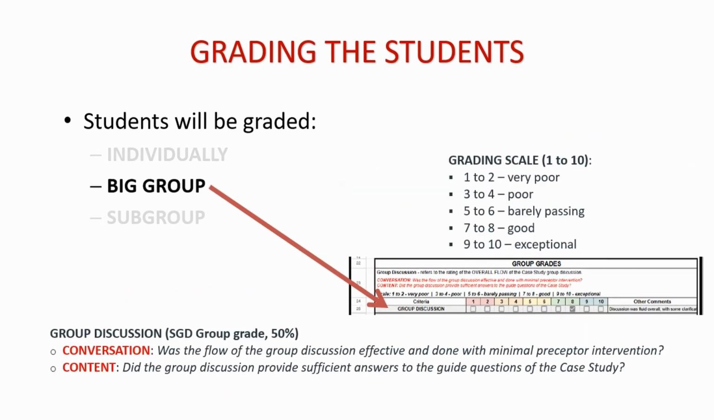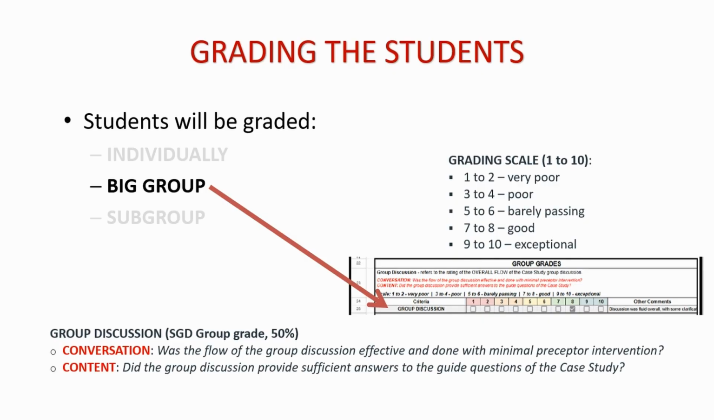The next section for grading will be their big group or their SGD group discussion grade. So this is an overall grade for the entire big group of 12 to 14 students. And it is just one grade for the entire group discussion, content, and organization. So the rubrics for the big group grade will be as follows.